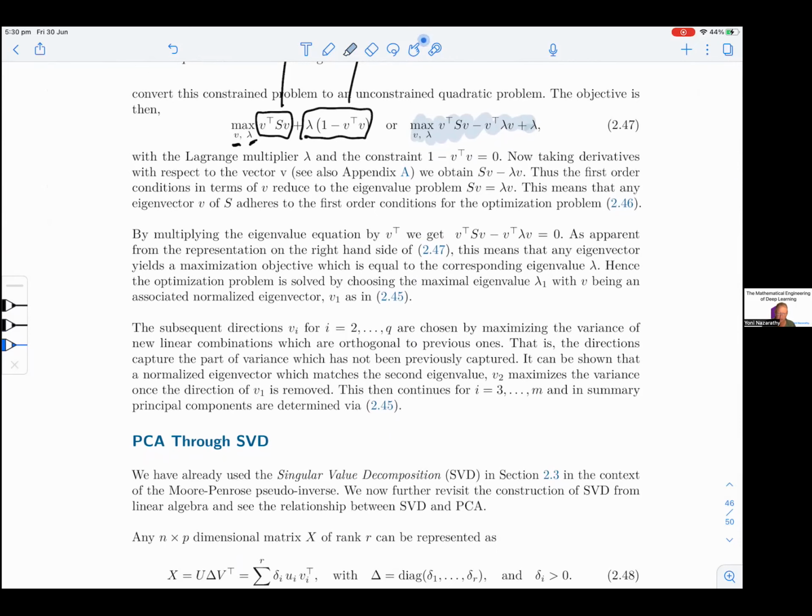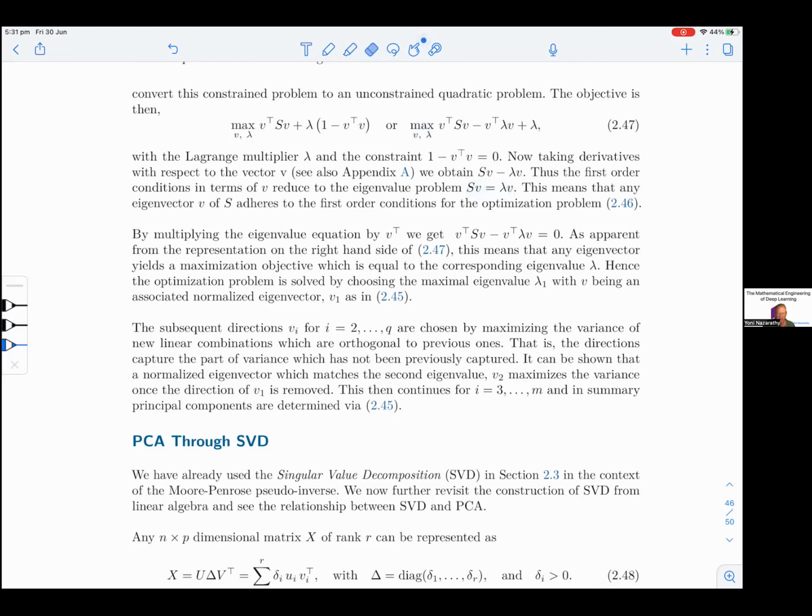Now taking derivatives with respect to the vector V, see also appendix A. If you take a derivative of this with respect to vector V, we obtain SV minus lambda V. Thus, the first order condition in terms of V reduces to the eigenvalue problem, because if you now equate this to 0, lo and behold, you have your eigenvalue eigenvector equation. This means that any eigenvector V of S adheres to the first order conditions for the optimization problem, 246.